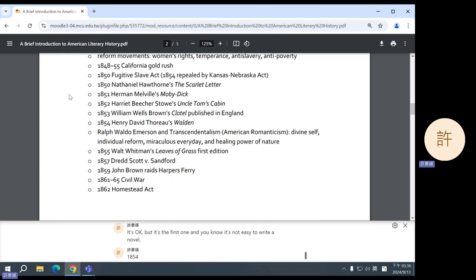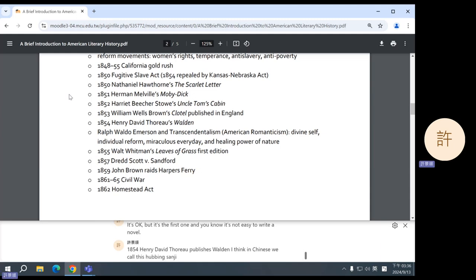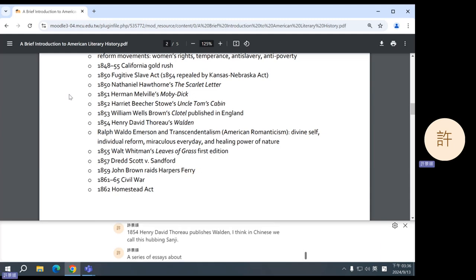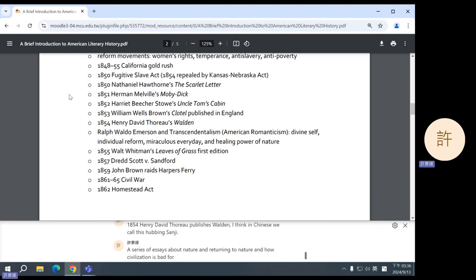1854, Henry David Thoreau publishes Walden. I think in Chinese we call this Hu Bing San Ji, a series of essays about nature and returning to nature and how civilization is bad for your soul.